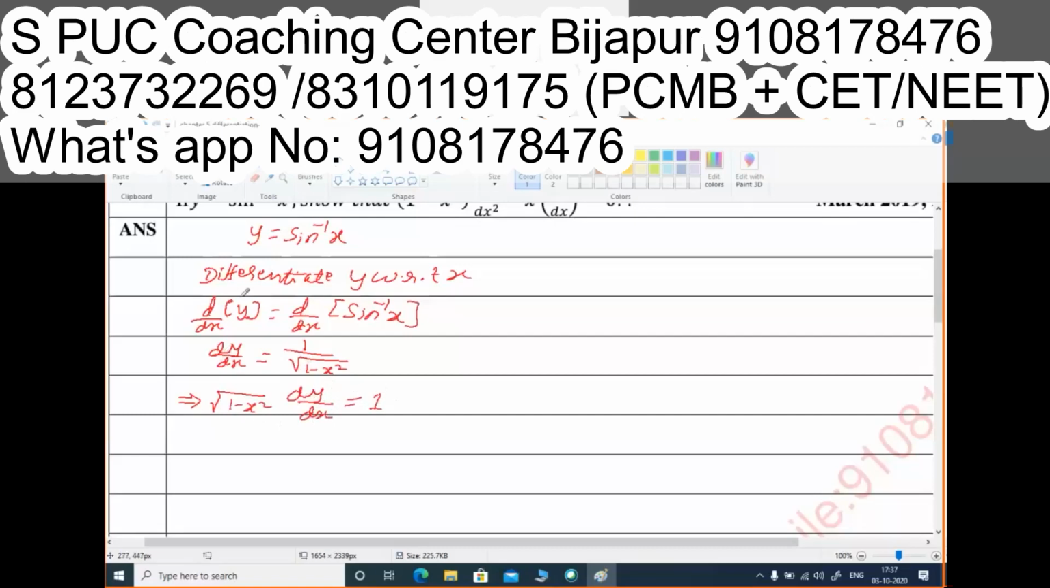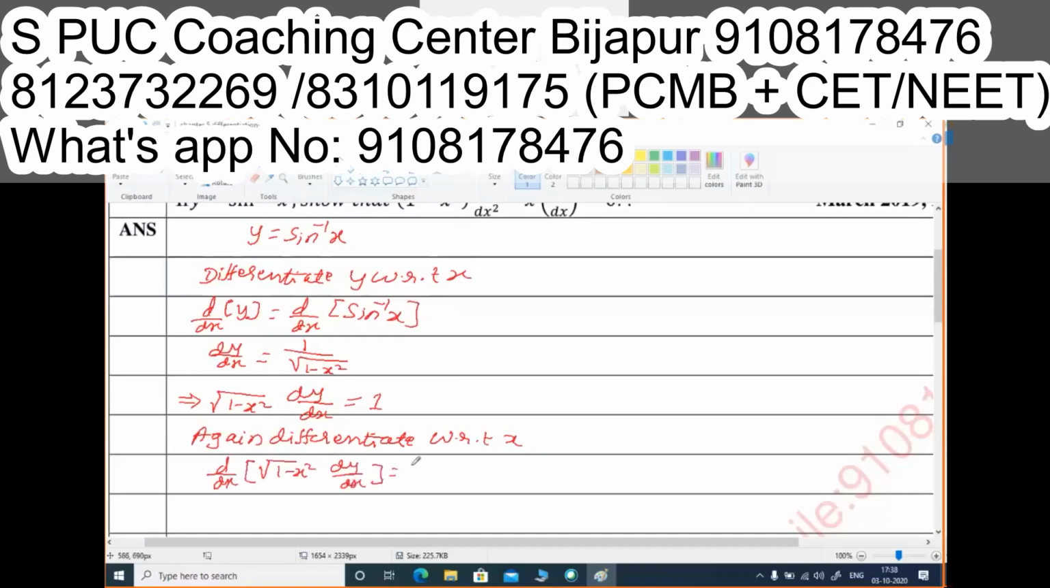Again differentiate with respect to x. Yes, you are observing this in the form of u into v. This is the first function, this is the second function. It is similar to the product of two functions, that is u into v form. Let us differentiate this one here, that is d by dx of root 1 minus x square into dy by dx.